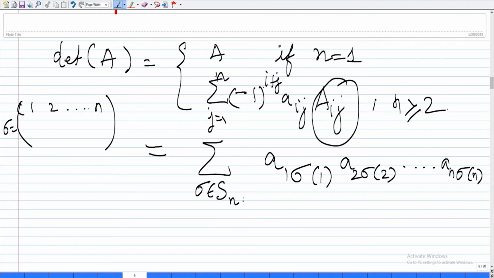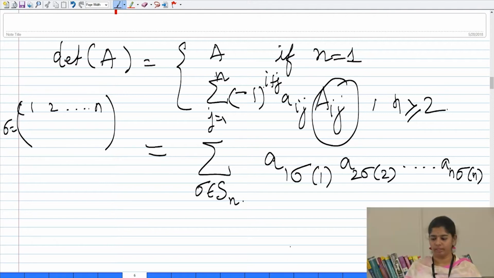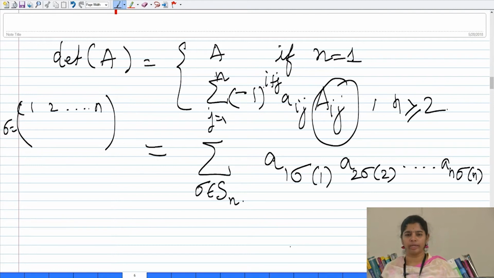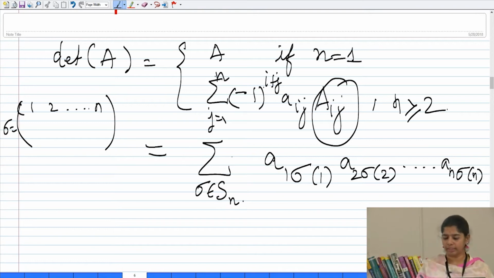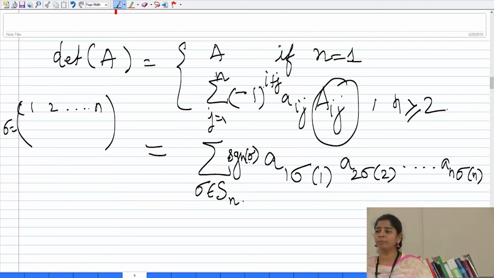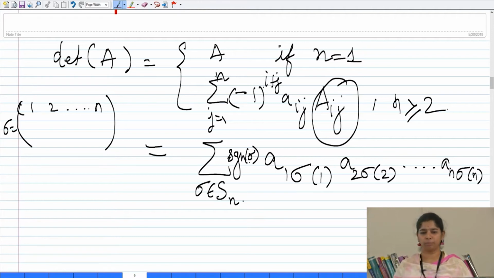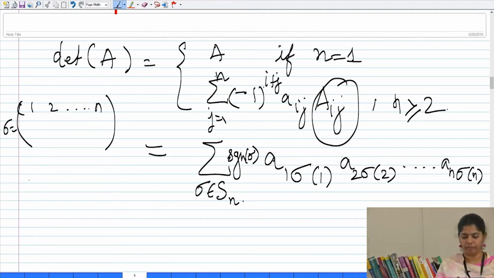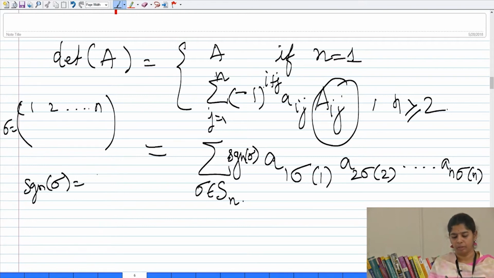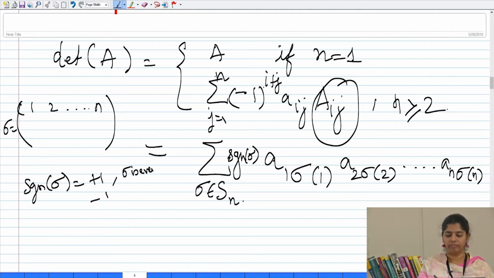Before this there are certain things I have left out. If you look at A1 sigma 1, A2 sigma 2, everything is a positive entity, at least I do not know what the elements are, but your determinant always has an alternating sign, right. So, there is another term here which contains the sign of sigma. Every permutation has a sign associated with it, whether it is positive or negative. SGN is going to be defined as +1 or -1, depending on whether sigma is even or sigma is odd.